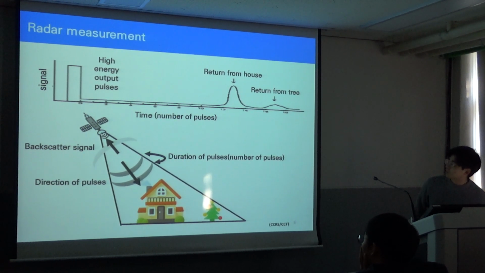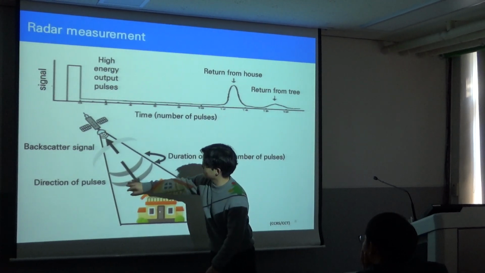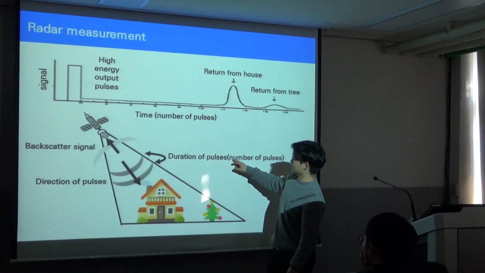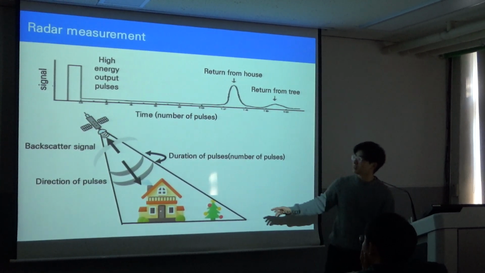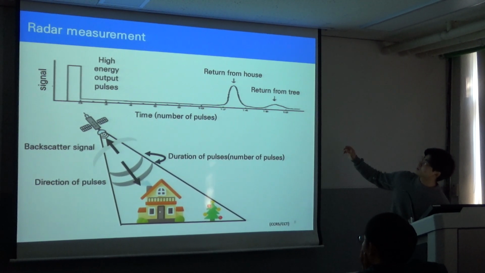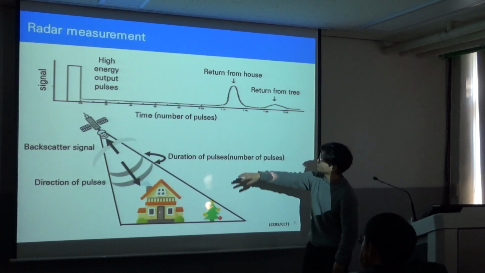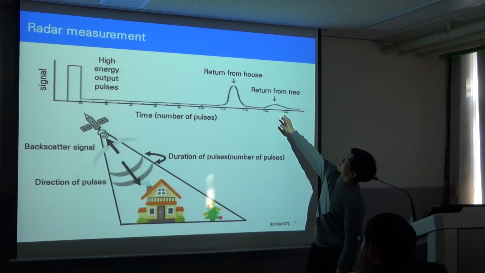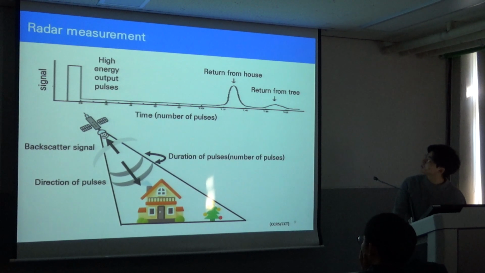First is the directional pulse, and then the durational pulse. This is a really important signal to make an image, and the third is the backscattered signal. We can see two signals about the return from a house. A bigger house gives a bigger signal than a tree. The tree signal is really smaller than the house.